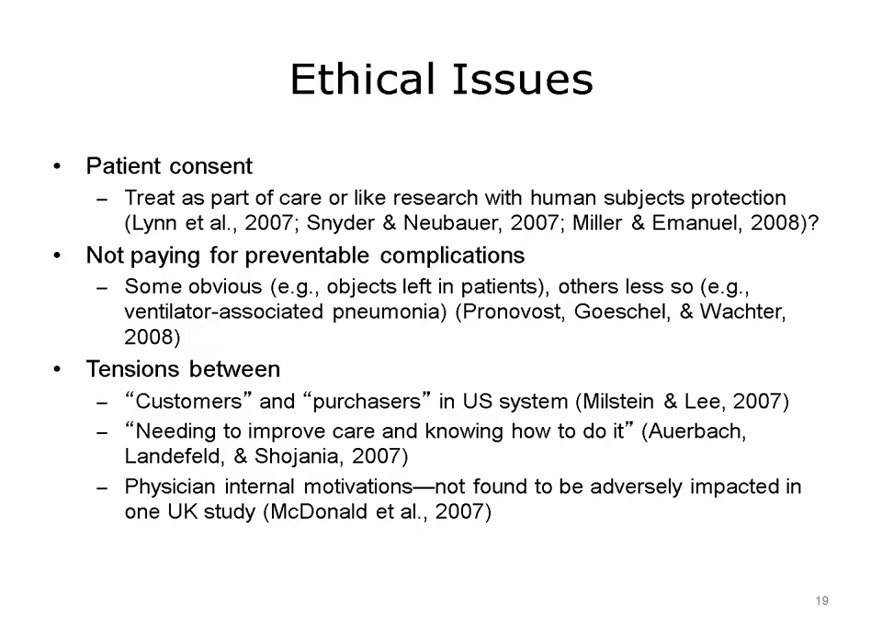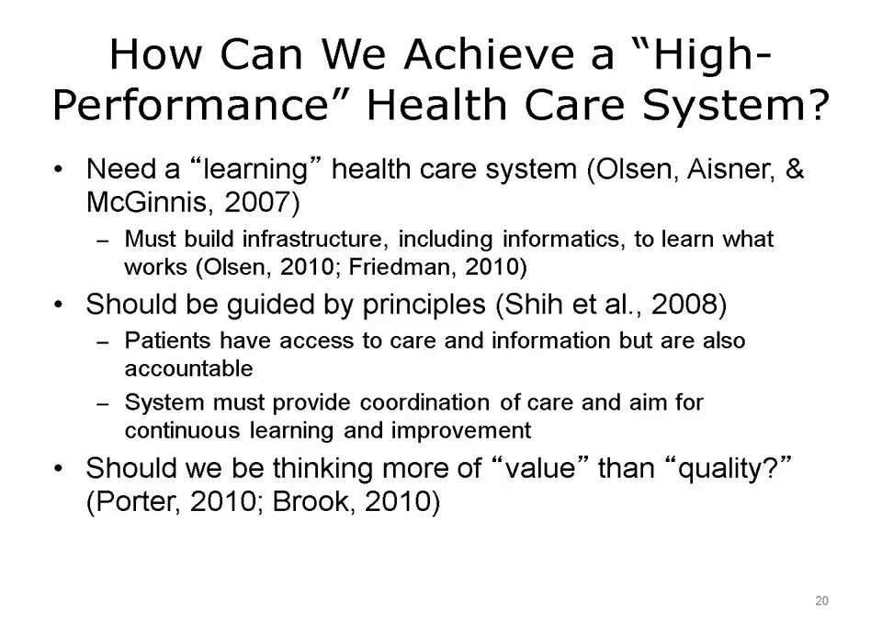There are also tensions regarding quality issues. For example, customers and purchasers may have different priorities when it comes to quality measurement. Customers may want to see everything and have everything focused on their improved care. Purchasers may be more focused on the economic aspects. Tension also exists between the desire to improve care and not always having knowledge of the best ways to do so. There may also be tensions between a physician's internal motivations for his or her patients and P4P initiatives. One study fortunately found that the internal motivations of physicians were not adversely impacted in a P4P situation.